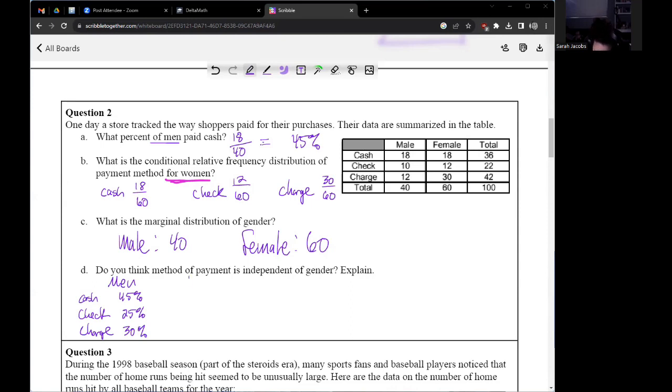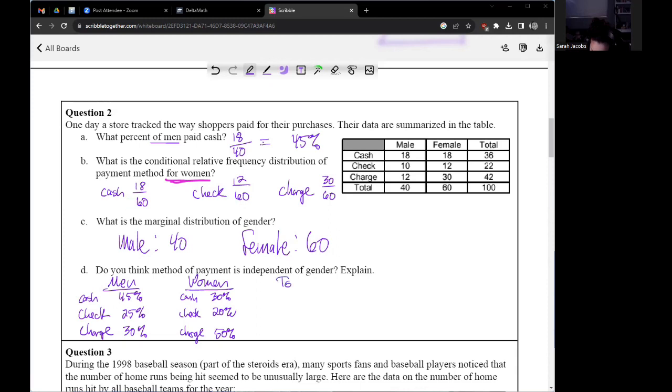Okay. For women, we have cash, check, and charge. And the cash, it was 18 out of 60. So that's 30%. 12 out of 60 is 20%. And again, this you could get from these pieces. And charge was 30 out of 60, which is 50%.